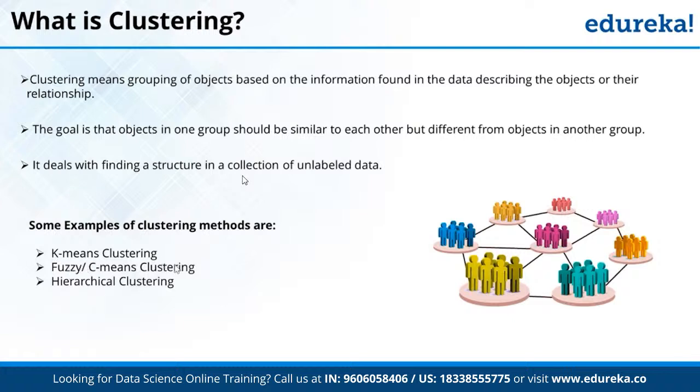Then we have C-means clustering or fuzzy clustering. Then we have hierarchical clustering as well. So these are the three methods which we use for clustering. But as I mentioned, K-means clustering is in demand because it will help me to understand how many clusters we should have in the data set.